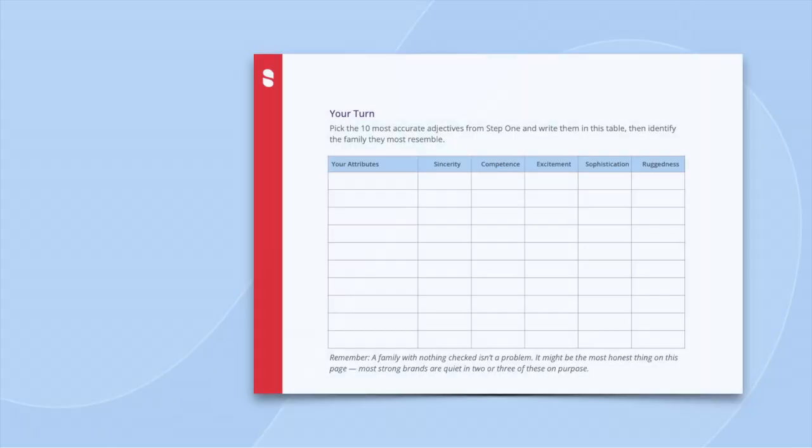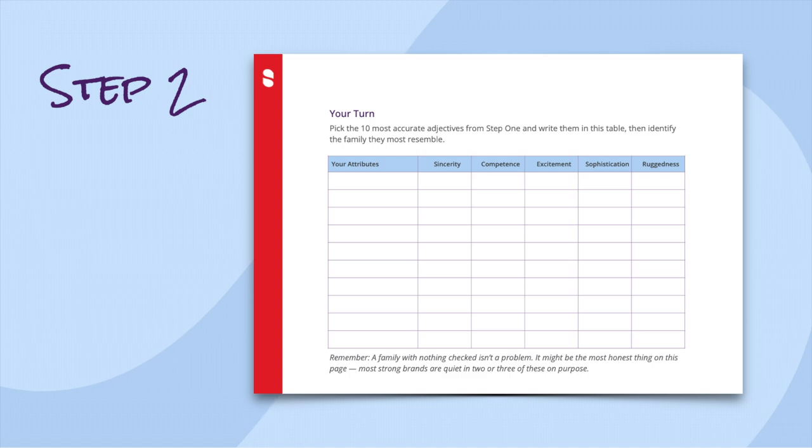Now it's your turn. Head back to that list of 16 and add them to this chart. Then pick the family which most closely aligns with each. Don't worry if it's not immediately obvious. Many of these will be judgment calls. Remember, the goal is to be dominant in 2, maybe 3 of these families, not to find one for each.